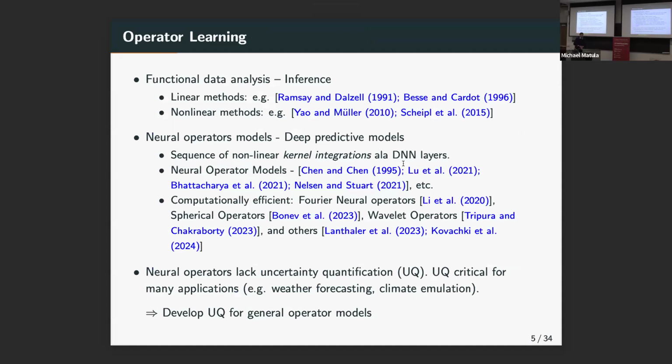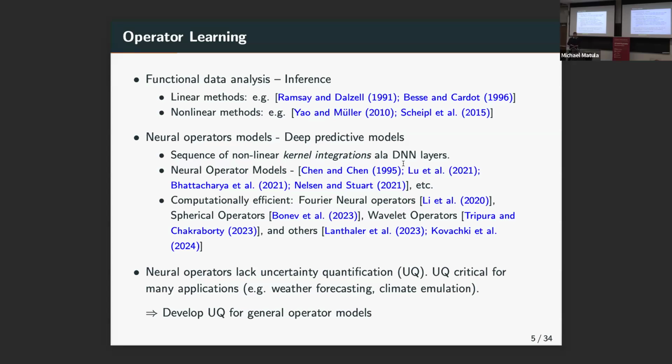Okay, so the idea of operator learning or operator modeling has been around for a very long time. This was studied in functional data analysis under the name of function-on-function regression. And there are many different methods that have been developed in this area, but the primary goal of these types of methods was to perform some type of statistical inference. So it was trying to understand the relationship between the input functions and the output functions, trying to understand the relationship between F and G.